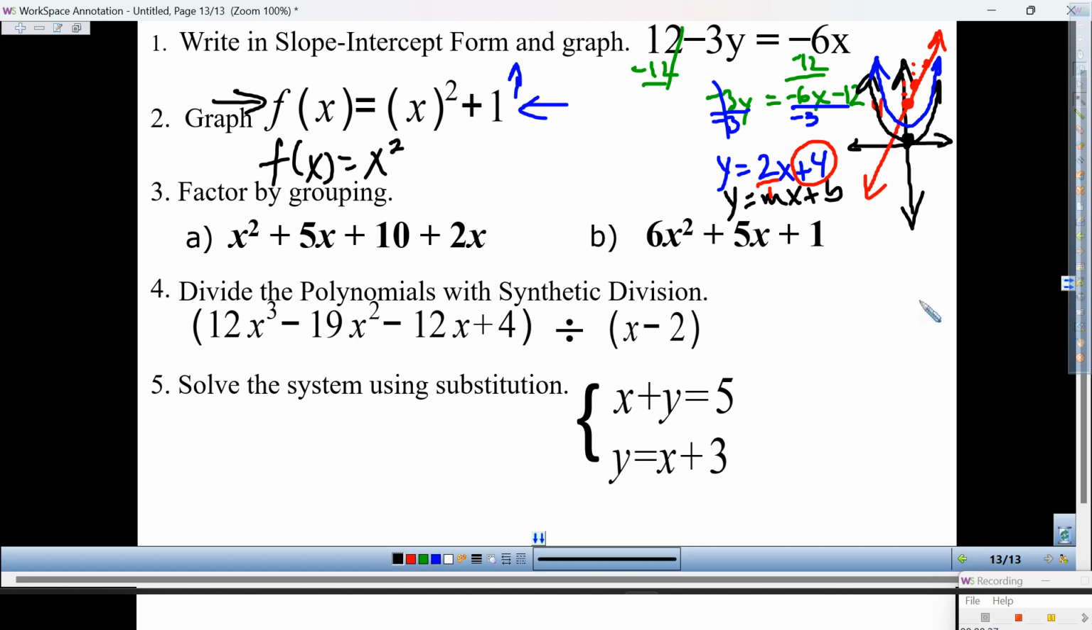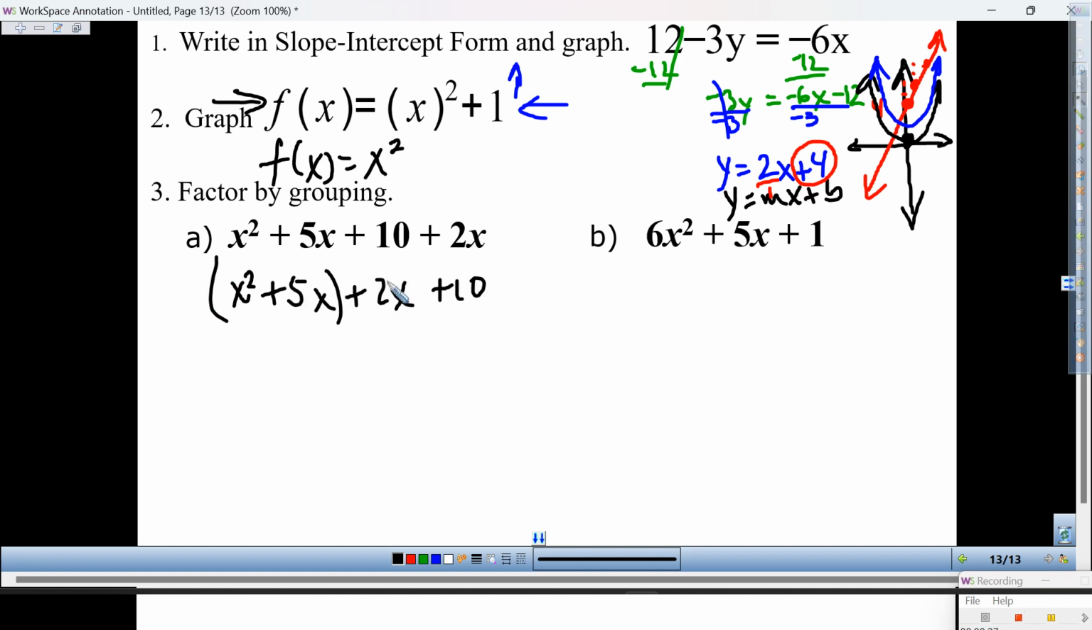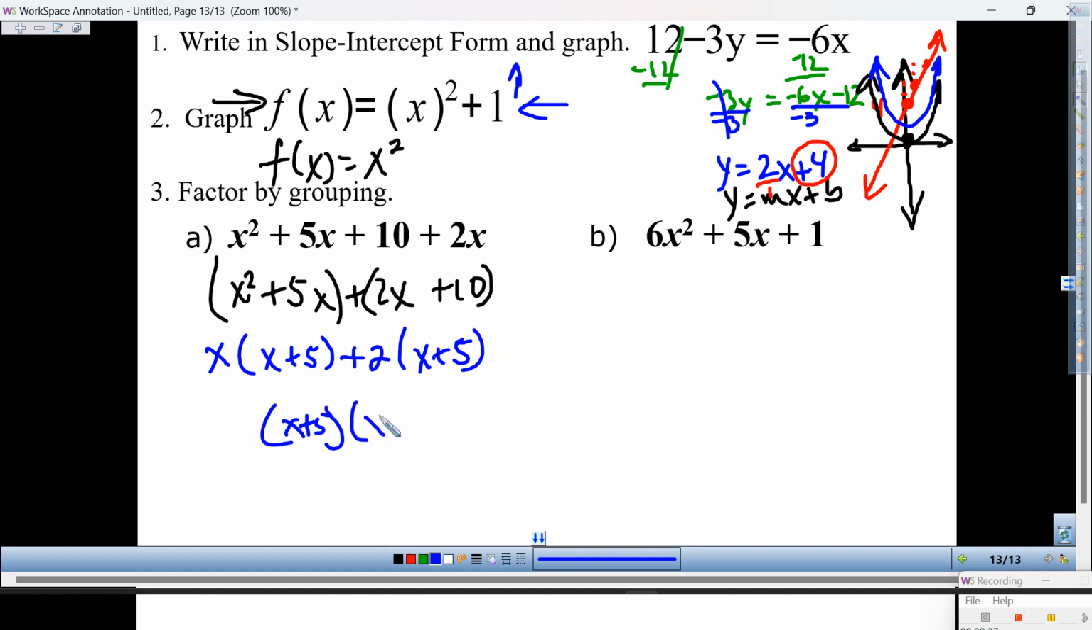Number 3A. Let me make some space. It says factor by grouping. I can't because it's not in what? Standard form. So x squared plus 5x plus 2x plus 10. Now let's group. Group and group. GCF for the first two is 5x. Oh, no, my bad. Just x. Sorry. x. And that leaves us with x plus 5. GCF for the second two is 2. And we're left with x plus 5. So my factors are x plus 5 and x plus 2.